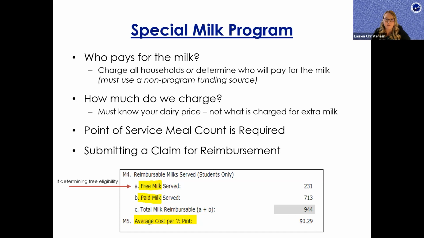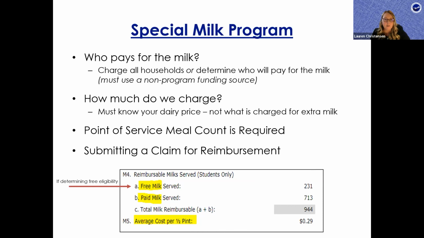You could charge all households or determine who will pay for the milk. You must use a non-program funding source. So maybe the general fund wants to offset this program and they want to provide the milk so that they're not charging households. But again, it cannot come out of the nonprofit food service account.